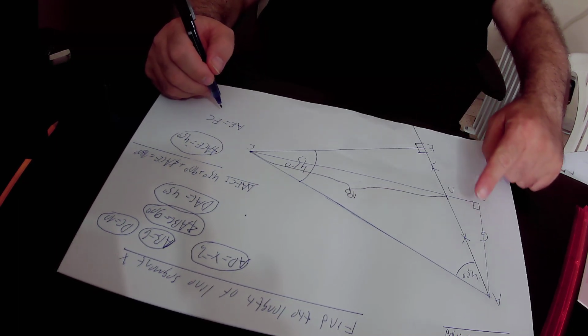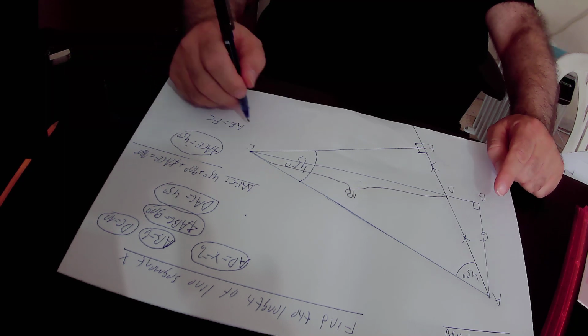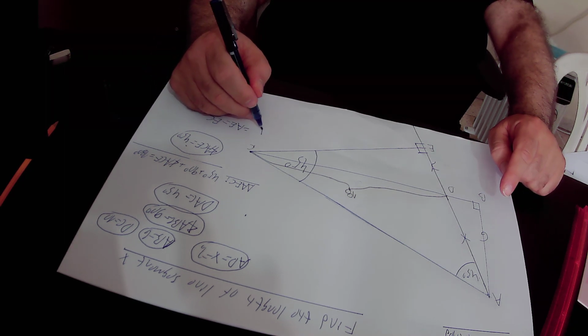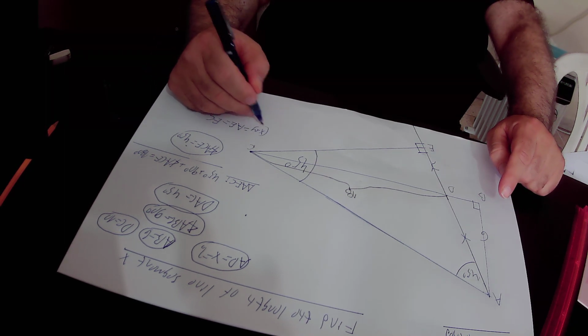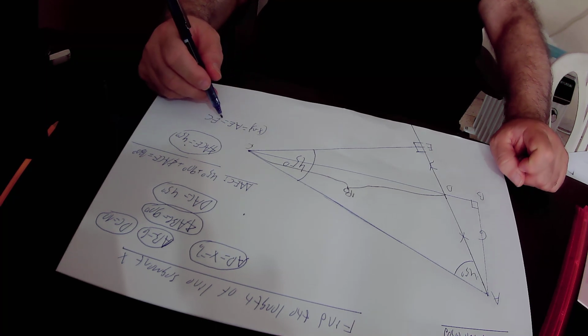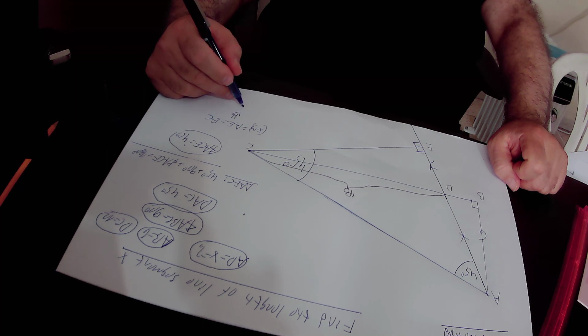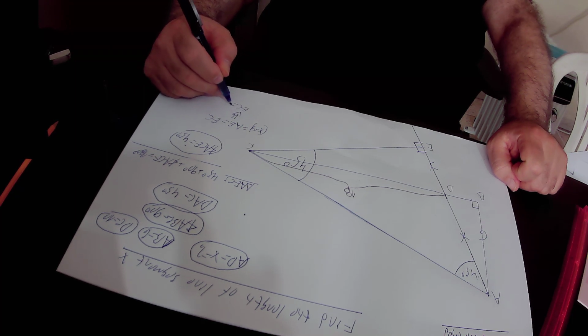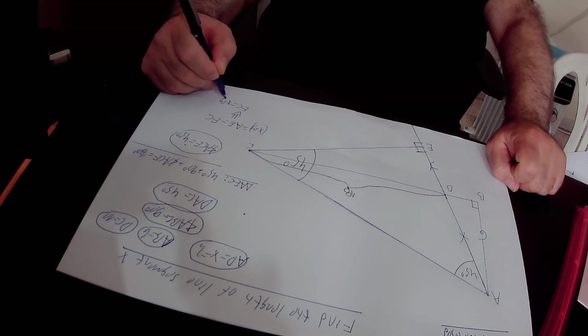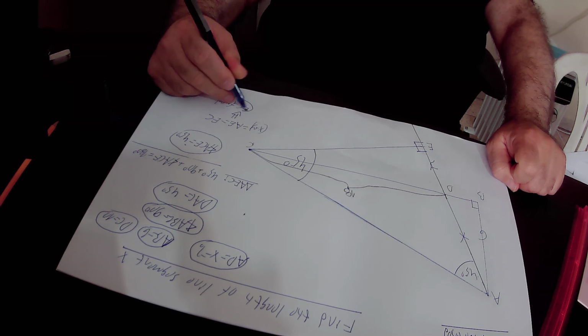But AE equals X plus Y. So from this equation, X plus Y equals AE equals EC, we will derive that EC is also equal to X plus Y. Okay, EC equals X plus Y.